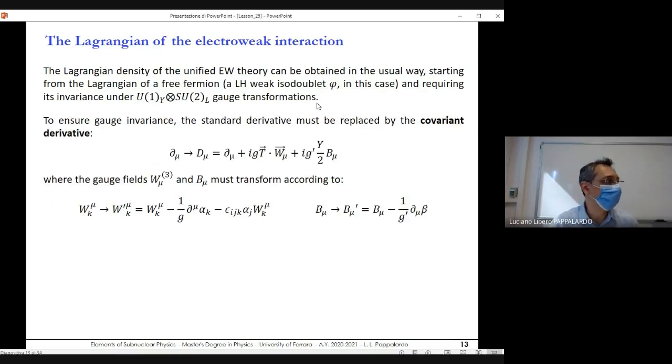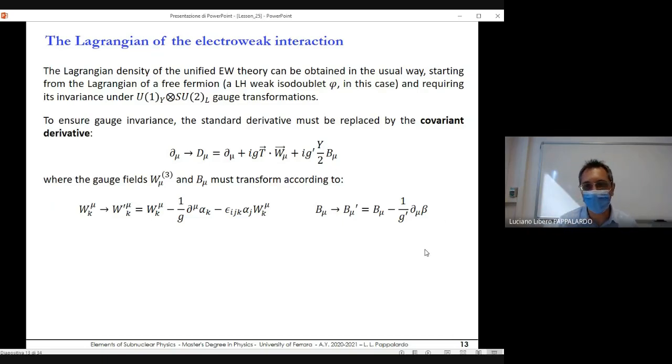In order to make the Lagrangian gauge invariant, you know the trick: you have to substitute the standard derivative with the covariant derivative, which in this case has three contributions: the standard derivative, and now two contributions arising from the two different gauge groups that take part in the symmetry of the Lagrangian. This one is related to the SU(2) left, where we have the W bosons introduced in the Lagrangian, and this is the one due to the U(1) hypercharge, where we now have this B boson introduced in the Lagrangian. So the price to pay to have the electroweak Lagrangian gauge invariant is that we have to introduce four new gauge bosons.